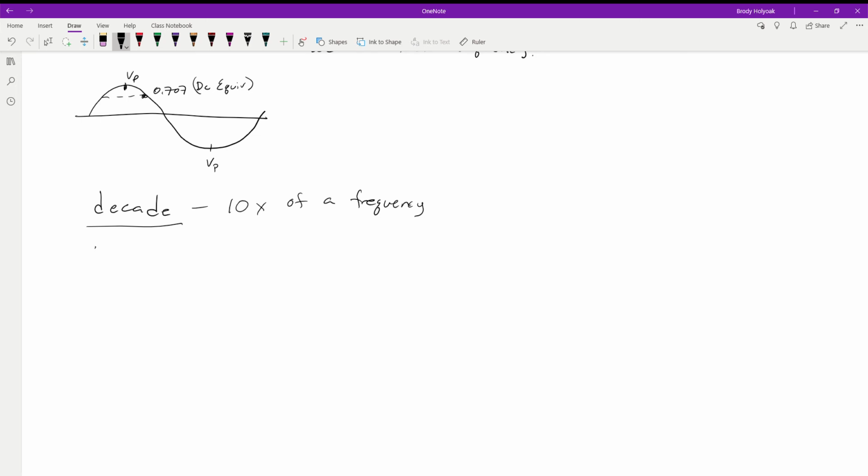The next one we're going to use is an octave. Now an octave basically means we're doubling the frequency. So if we start at 1 kilohertz and we want to go up an octave, we're going to go up to 2K. We double it again, we're going to go to 4K. We double it again, we're going to go to 8K. So as we go up and up, we're going to see these frequency changes.